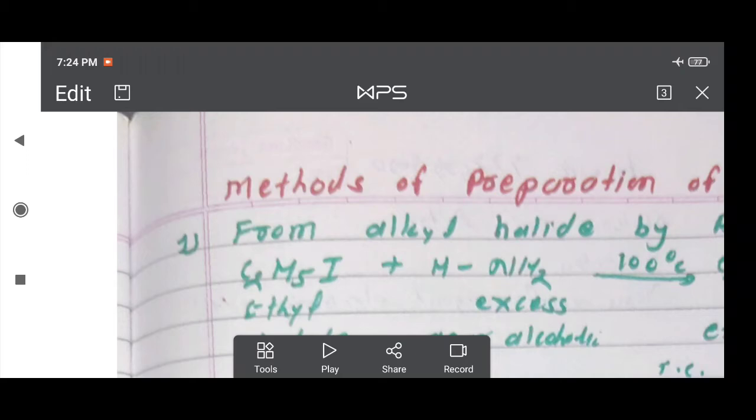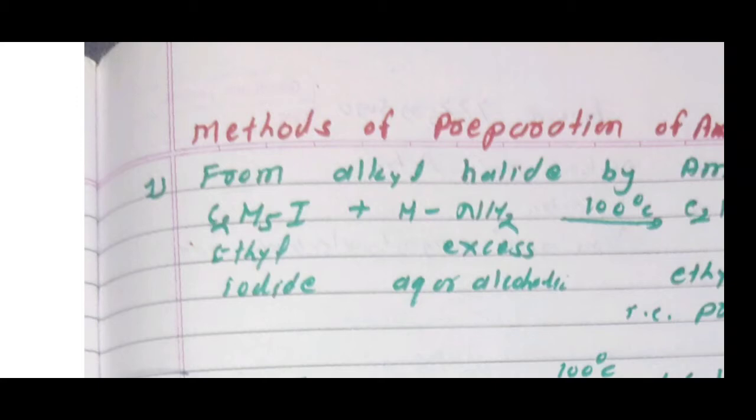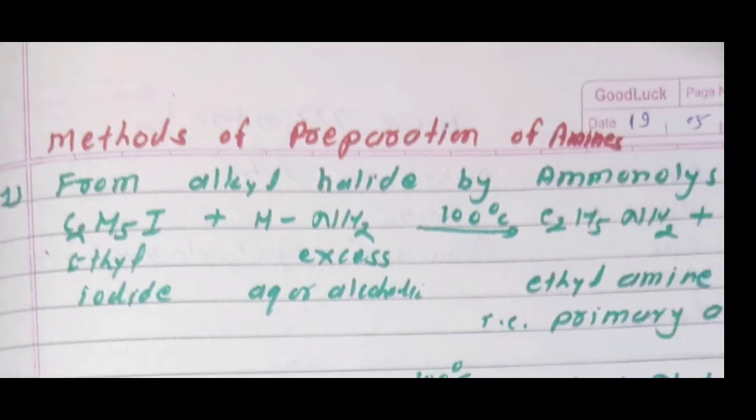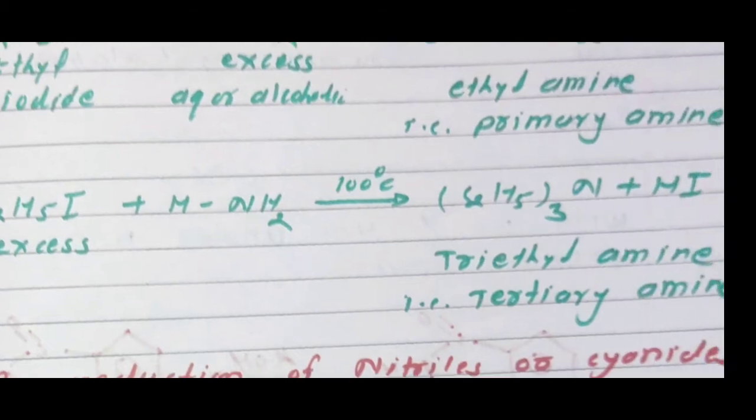If excess of ammonia is used, I am showing one reaction here. Reaction number one: alkyl halide, that is ethyl iodide, reacts with excess of ammonia. Then the main product is the primary amine, that is ethylamine. While with excess of alkyl halide, in reaction number two, excess of ethyl iodide reacts with alcoholic or aqueous solution of ammonia at 100 degrees centigrade. Then the main product is triethylamine, that is the tertiary amine.